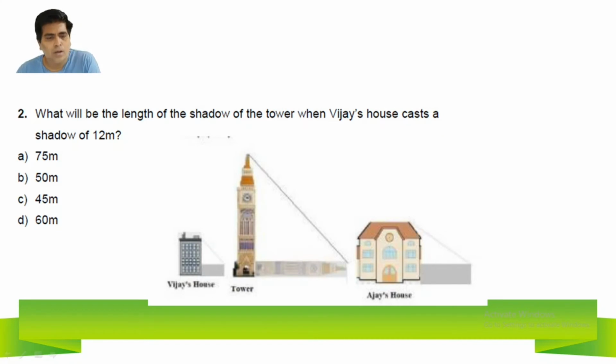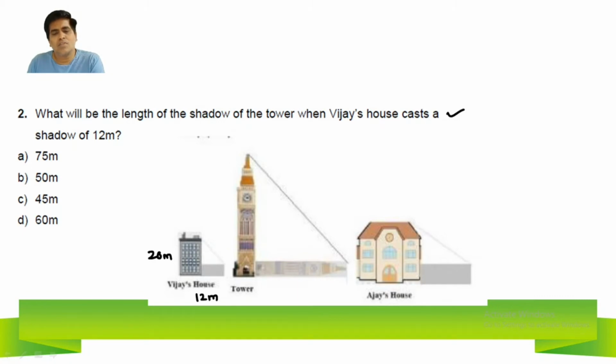Now, what will be the length of the shadow of the tower when Vijay's house casts a shadow of 12 meters? Clearly, Vijay's house height is 20 meters. It is fixed. This house height cannot be changed. It's 20. Now, at this particular time, Vijay's house shadow is how much here? 12 meters.